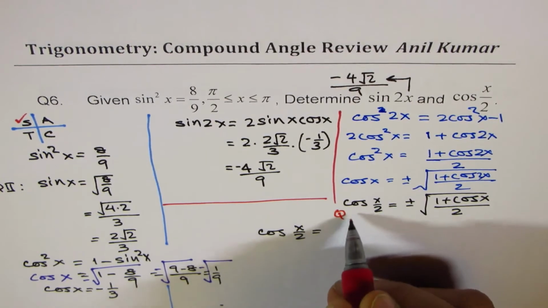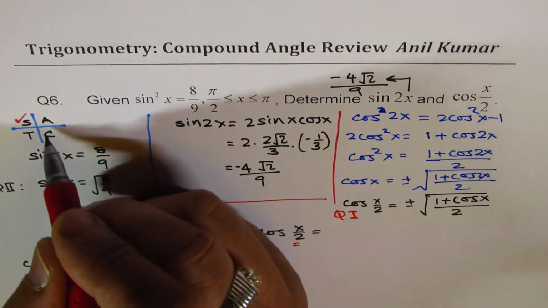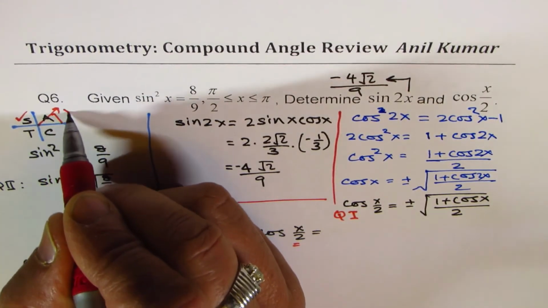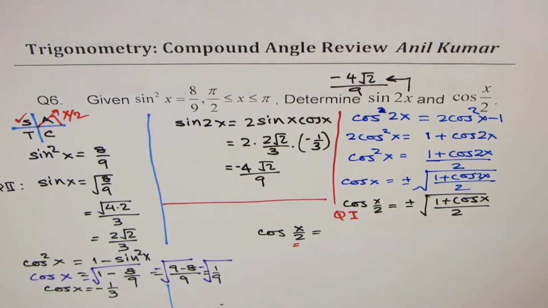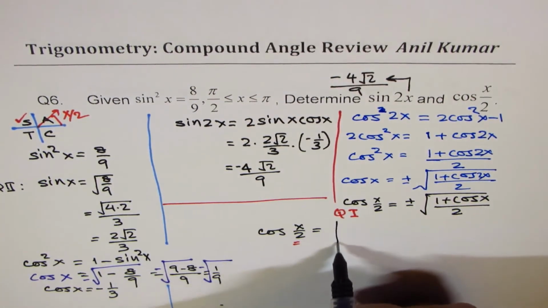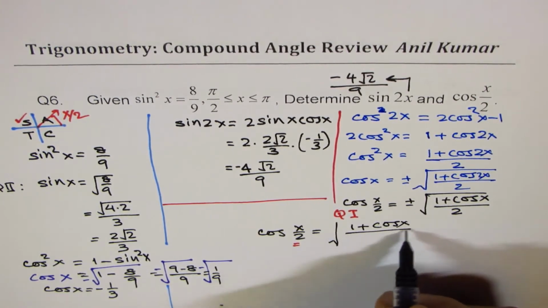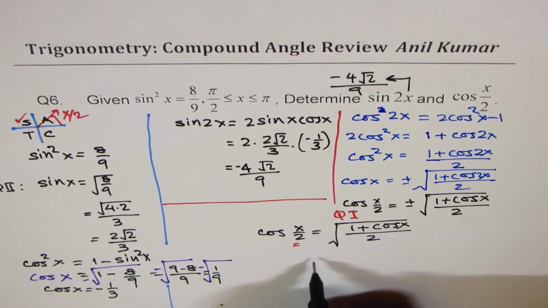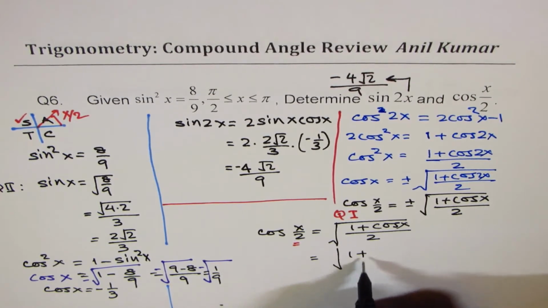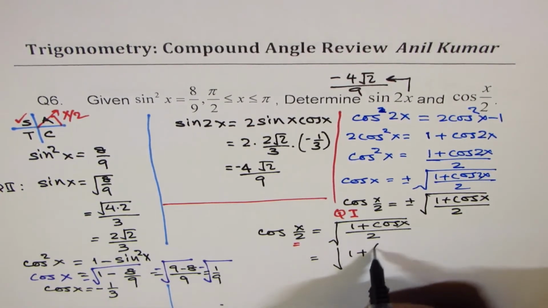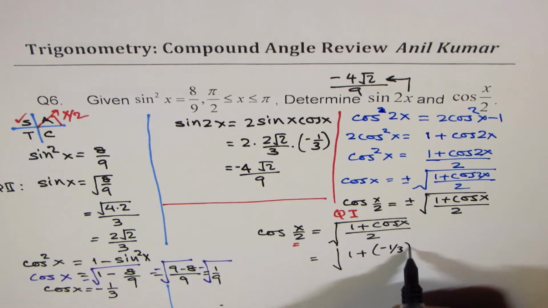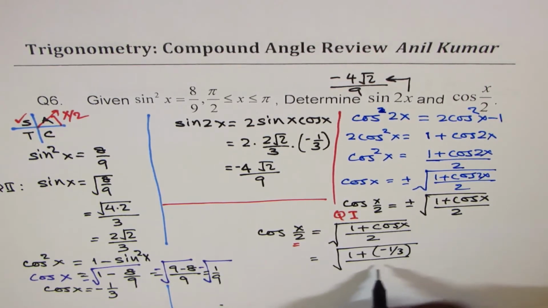So now we are in quadrant 1, right? Since x by 2 will be here, right? This is x by 2. So we'll take the positive value. So we have positive square root of 1 plus cos x over 2, which is square root of 1 plus cos x, which is minus 1 over 3, over 2.